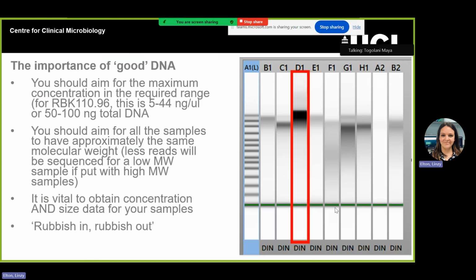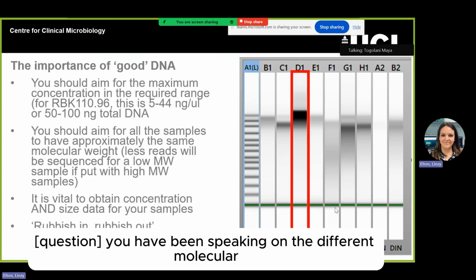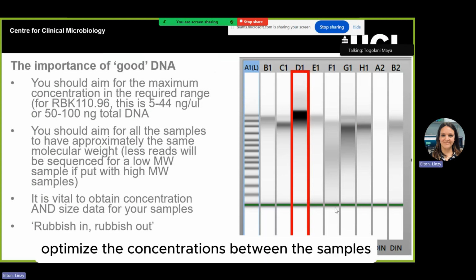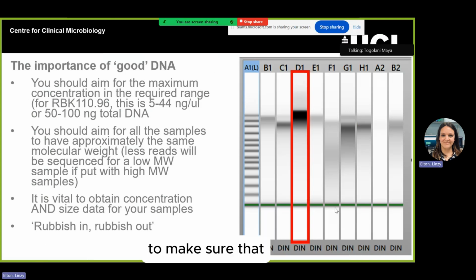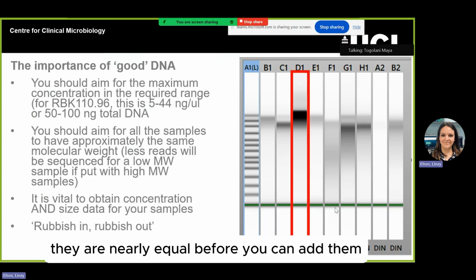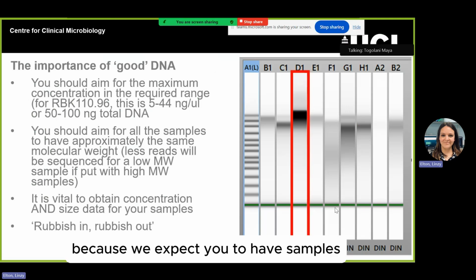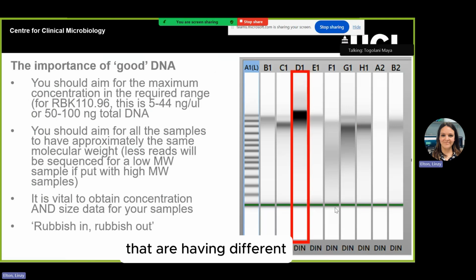Okay. Yes, you have been speaking on the difference in molecular size of the samples. So you will need maybe to optimize the concentrations between the samples to make sure that they are nearly equal before you can run them. Or what can you do now? Because if we expect to have samples that have different molecular size of the DNA.